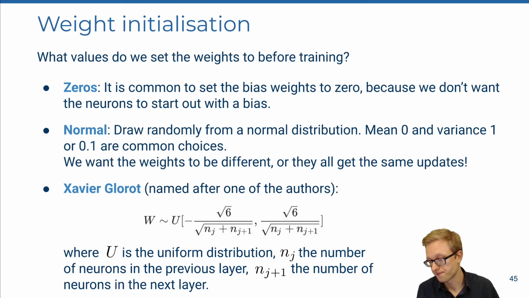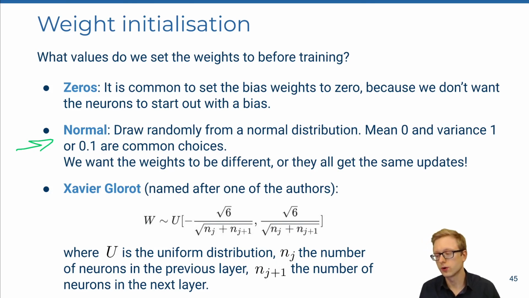So one option of random initialization would just be to draw them from a normal distribution. We commonly use mean 0 and variance of either 1 or 0.1. This gives us small values around 0 to initialize with. Another possible strategy is Xavier Glorot. So this is an initialization strategy that's named after one of the authors. The formula for that is here.